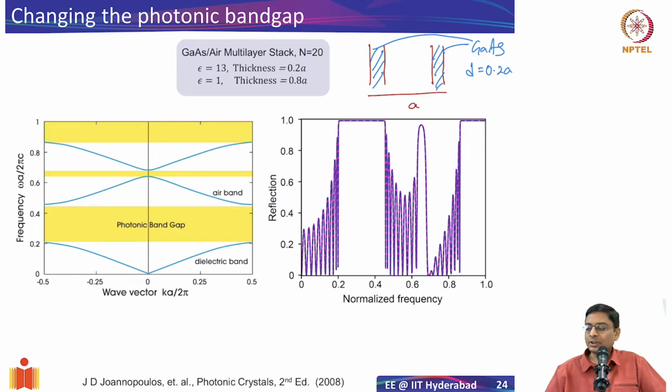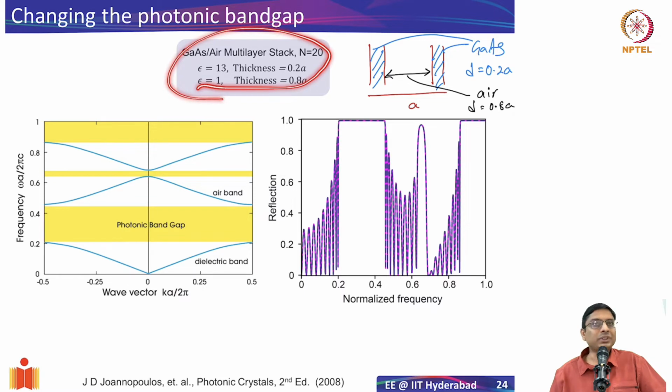So the periodicity is A. The thickness of the gallium arsenide layer is going to be 0.2A, and then the air region in between, I'll choose its thickness D to be equal to 0.8A. I can choose that, and that's what I have written here. Such a structure is a very easy thing to do. The thickness of the constituent layers can be easily modified, and we can compute the band gap again, and that is what is shown here.